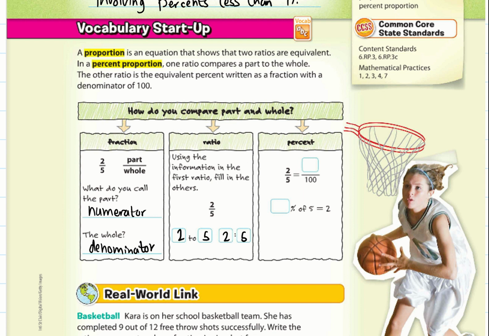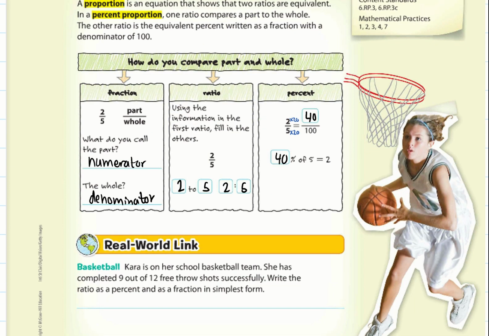So now we have to find the percent. This is the part that's going to be very important because this is how I'm going to teach you guys how to set up a lot of the problems. If we have 2 over 5, we have to change that to a percent. To change that to percent, we need the denominator to be 100. So 5 times 20 equals 100. So I'm going to times 20 to my numerator as well. So the percent is 40 over 100. That means 40% of 5 equals 2.